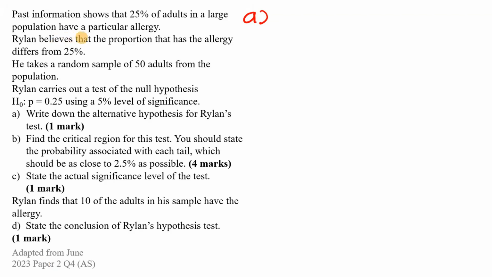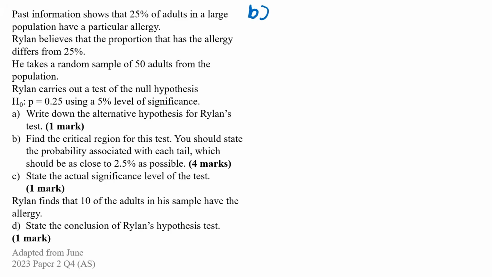Okay, so Ryland believes that the proportion that has the allergy differs from 25%. So this is a two-tailed test because he doesn't speculate whether it's gone up or down, he just thinks that it differs. Okay, so it's a two-tailed test, so therefore the alternative hypothesis is going to be that p is not equal to 0.25. Okay, and then for part B, we need to find the critical region for this test.